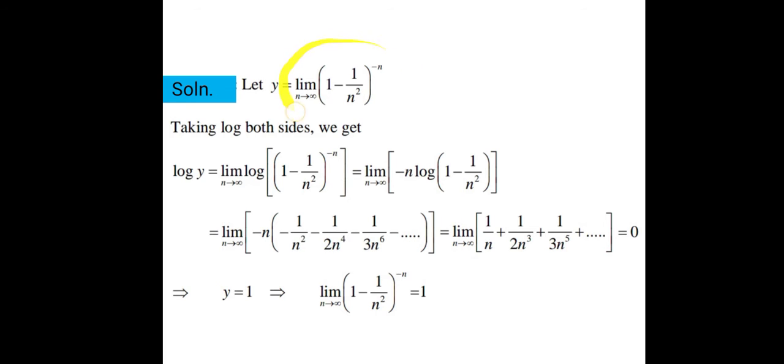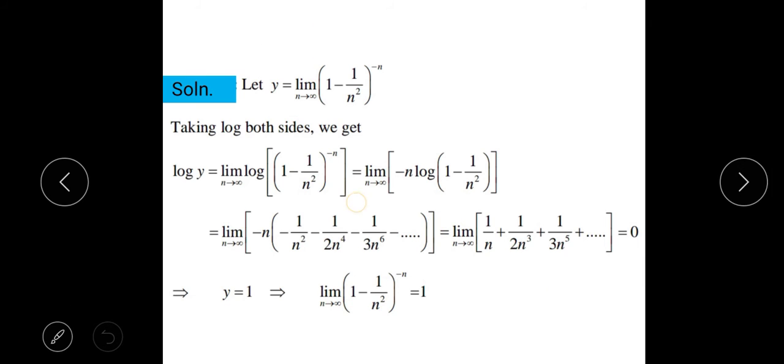Just take the expression as y, or you may assign that expression to any arbitrary variable. Now take log to both sides. What you will get? You will get log y equals minus n multiplied by log (1 minus 1 upon n square). This is the expression that we will be getting after taking log to both sides. That is log y equals limit n tends to infinity of minus n multiplied by log of (1 minus 1 upon n square).